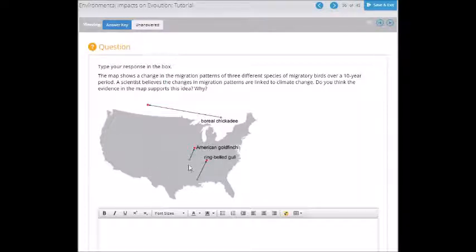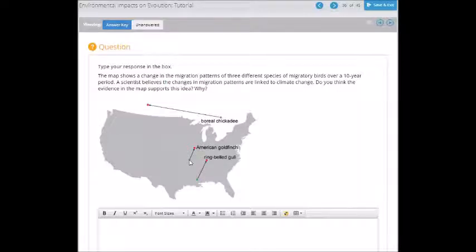This is the northern location of the birds originally: the ring-billed gull, the American goldfinch, and the boreal chickadee. This is where they live in the north. They migrate south, and then they come back to here. But over time, guess what's happened? Over time, these three species of birds, instead of landing just outside of Louisiana and Mississippi, come all the way up to Kentucky for the ring-billed gull.